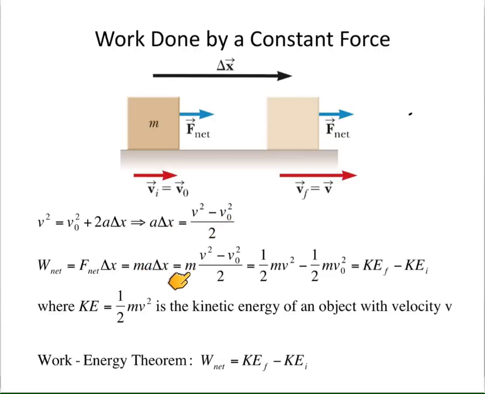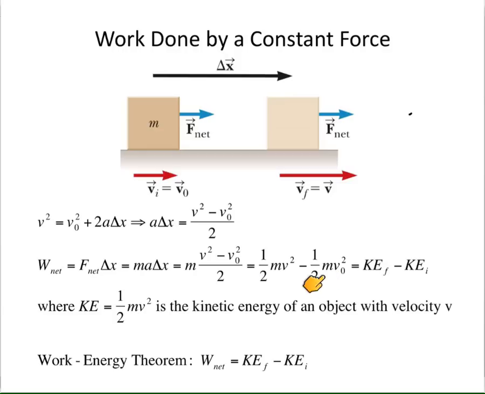And I can use this m times, instead of a times delta x, I use the final velocity squared minus the initial velocity squared, divided by 2. So what you obtain, the work done by this force is 1/2 m v final squared minus 1/2 m v initial squared.